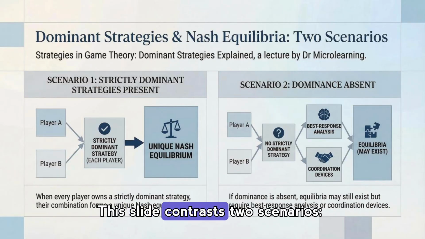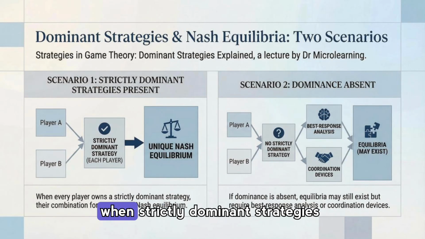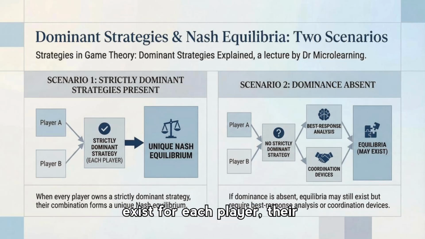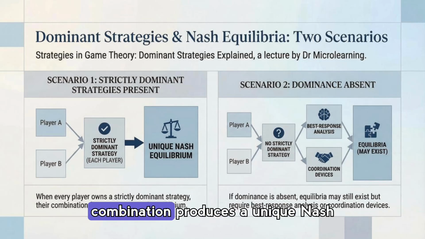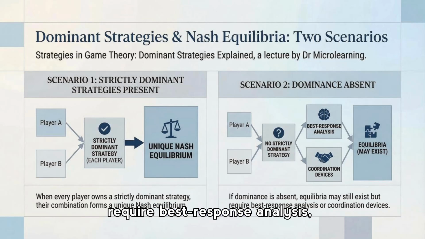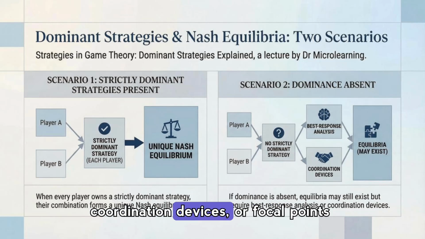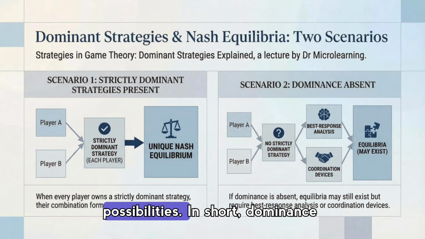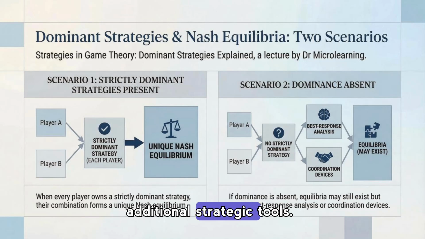This slide contrasts 2 scenarios. When strictly dominant strategies exist for each player, their combination produces a unique Nash equilibrium and a straightforward prediction. When dominance is absent, equilibria may still exist, but require best response analysis, coordination devices, or focal points to select among multiple possibilities. In short, dominance simplifies predictions, while its absence raises the need for additional strategic tools.